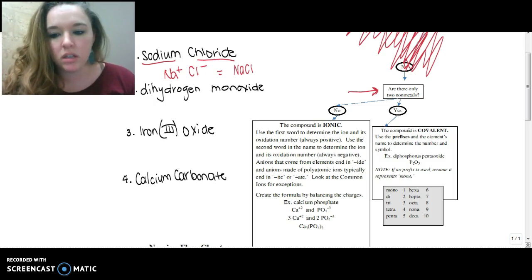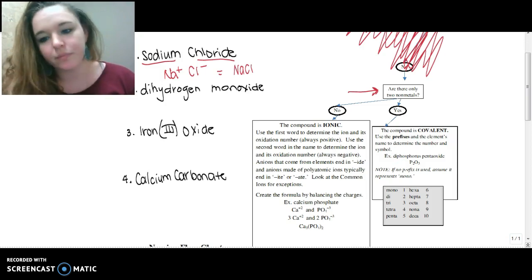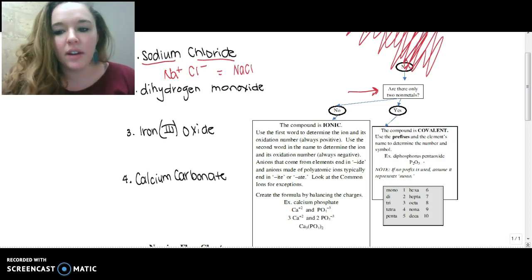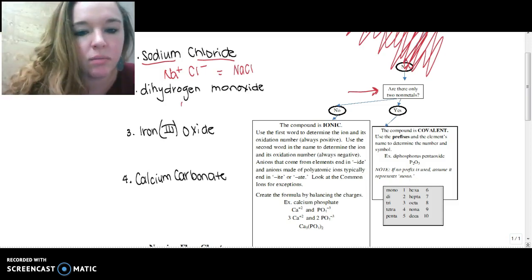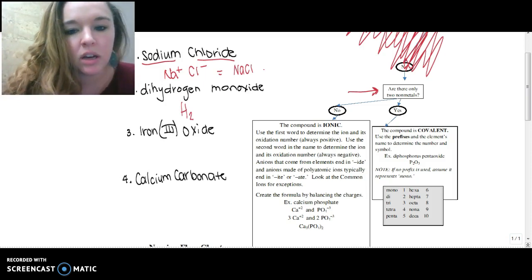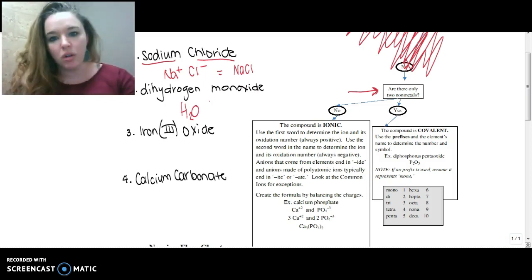The compound is covalent. Use the prefixes and the element's name to determine the number and the symbol. For example, diphosphorus pentoxide. You use di for 2 and penta for 5. It says, note, if no prefix is used, assume it represents mono. We don't have a scenario where no prefix is used, so we're going to just use what we have. So di meaning 2, hydrogen, that means we have H2, and mono is 1. Oxide means oxygen, so there's our formula, H2O.